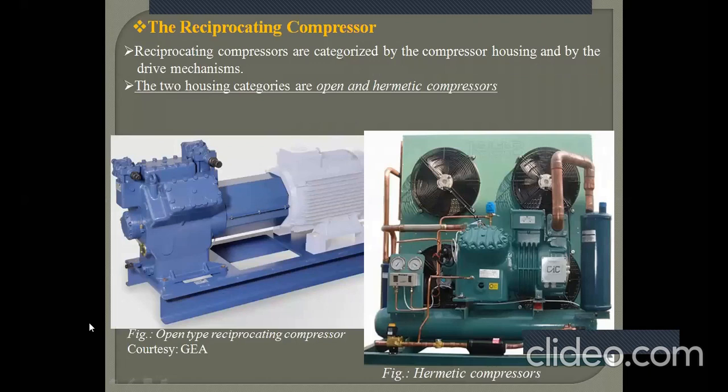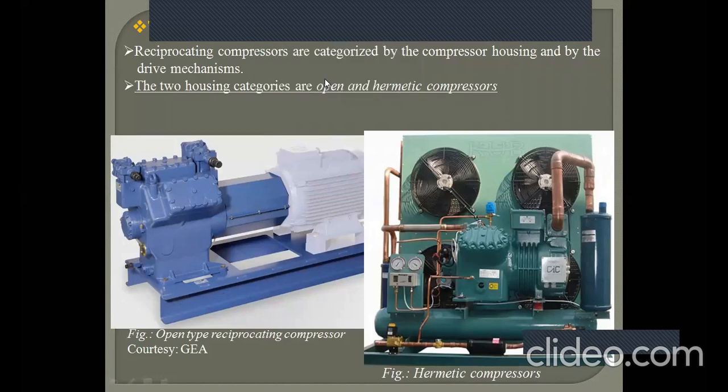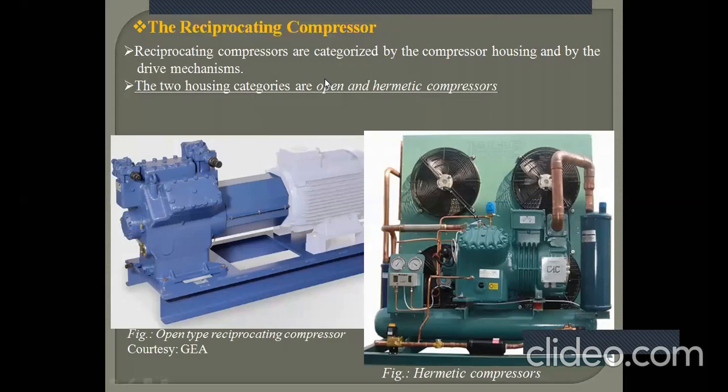Then the first part of positive displacement compressors is the reciprocating compressor. Reciprocating compressors are categorized by compressor housing and by the drive mechanisms. In this lecture, I will only discuss the categorization as per the compressor housing, not by the drive mechanism. But I'll tell you in brief that as far as the drive mechanisms are concerned, there are two types: direct drive and open drive. Clear?